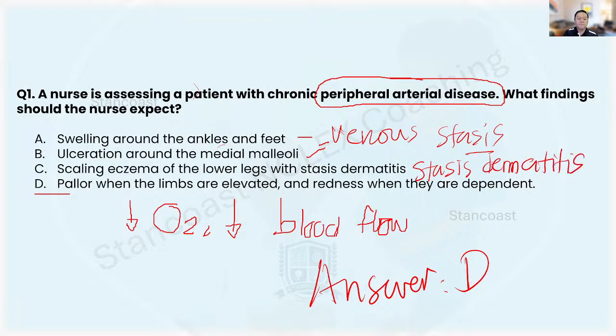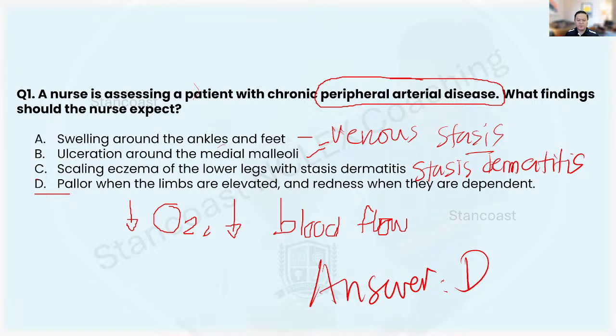Okay. And if you have selected letter C here, wait a minute. Scaling eczema of the lower legs with stasis dermatitis. This is also associated with the venous type of peripheral vascular disease. So again, our strategy here is to recall the characteristics between the arterial and the venous type of PVD.